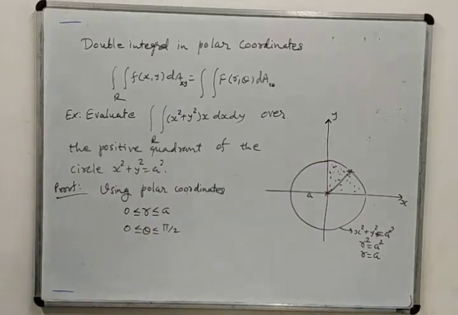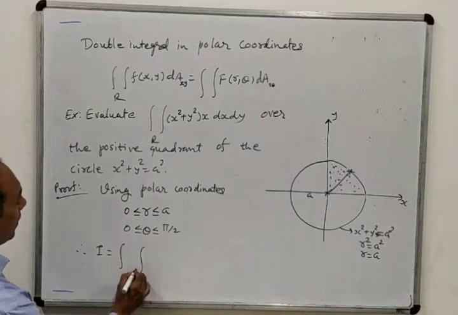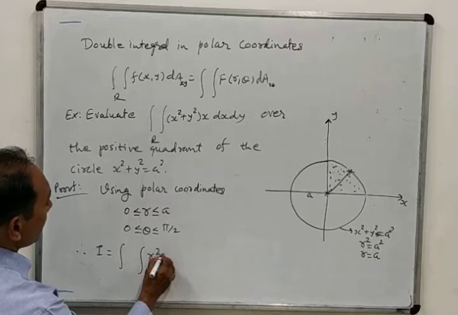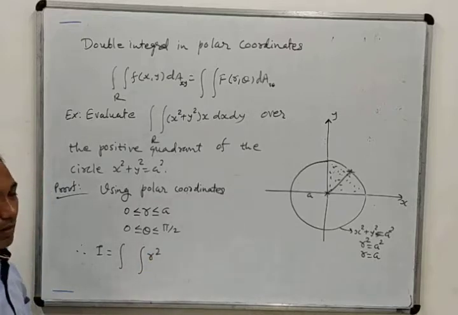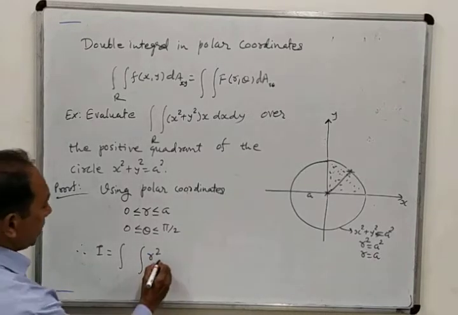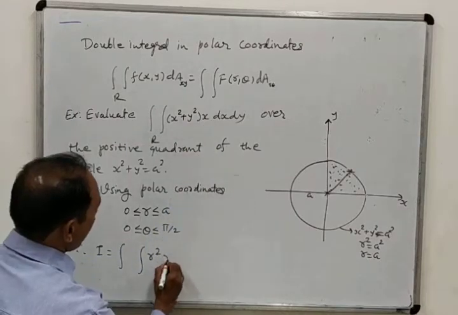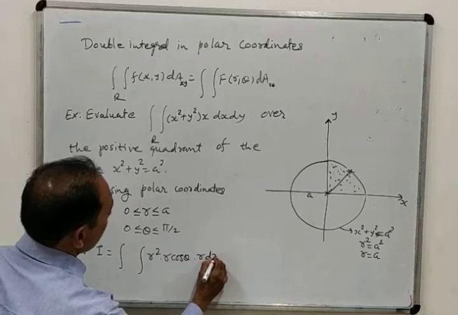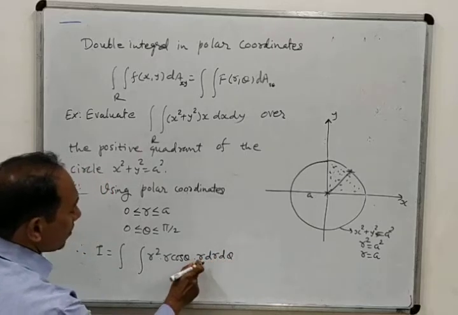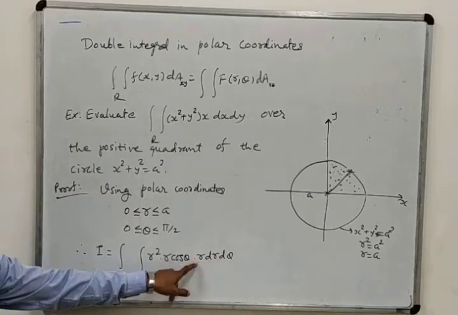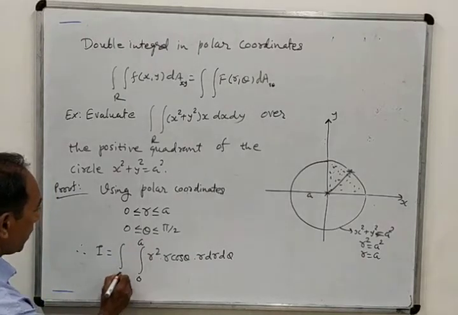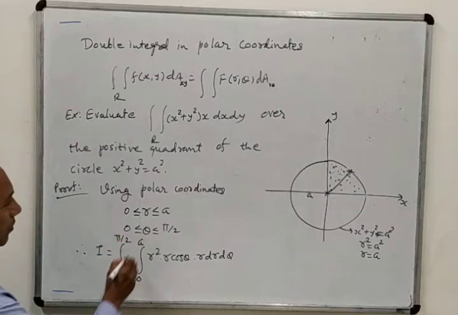So now, therefore, our problem will become a double integration. Here x square plus y square equals r square because we are using polar coordinates. x is r cos theta. And dx dy is what? dx dy is r dr d theta. So don't forget to put the additional r over here. And the limits are from 0 to a for r and 0 to pi by 2 for theta.